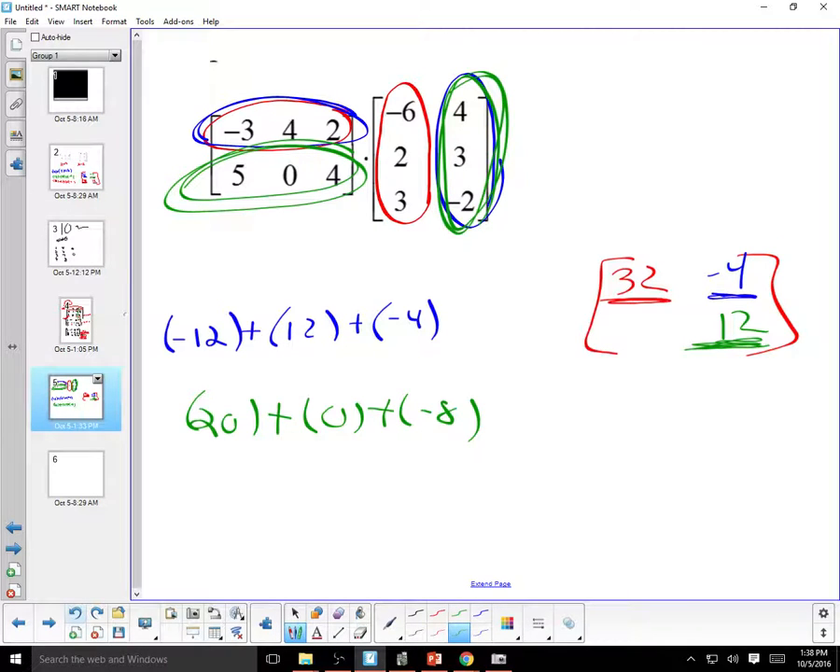So the 32, Mr. Munoz, it's row 1, column 1. Correct. And then for the negative 4, it's row 1, column 2. Correct. And then that bottom row is row 2, column 1. So which one's missing? The other one will be row 2, column 1. Correct.